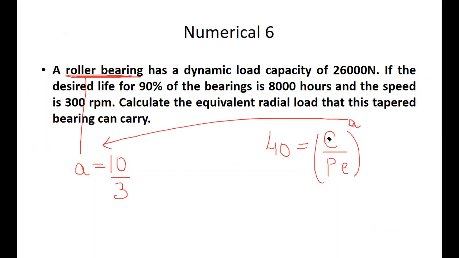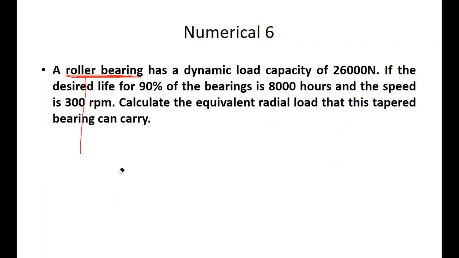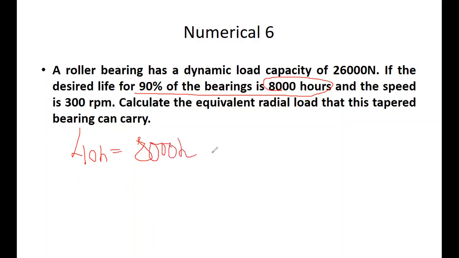So you have to read the numerical carefully, whether it is roller bearing or ball bearing, and accordingly you are going to select the value of A. Dynamic load capacity, this time directly C they have given, which is 26,000 Newton. The desired life L10H, for 90% bearings, is given, just like the previous value, as 8,000 hours. The speed N is 300 RPM.